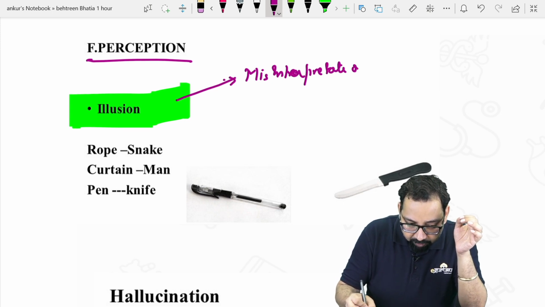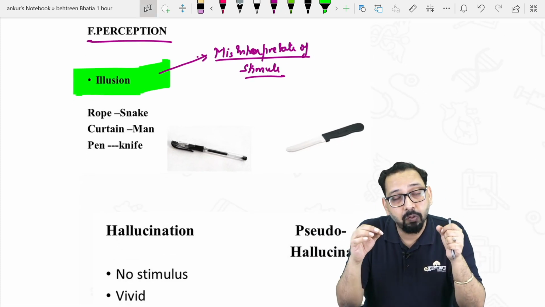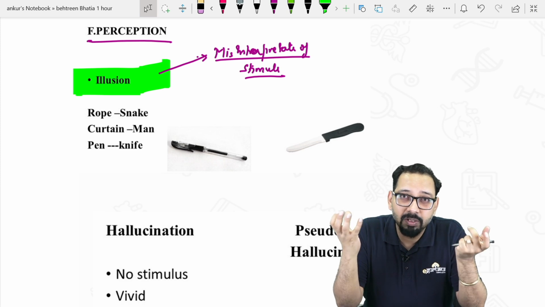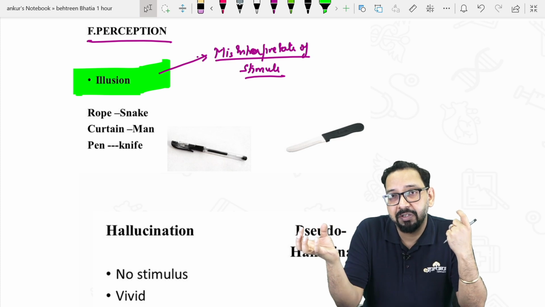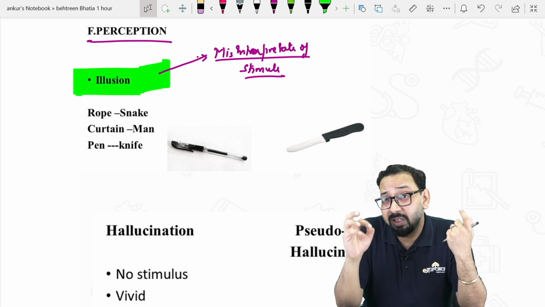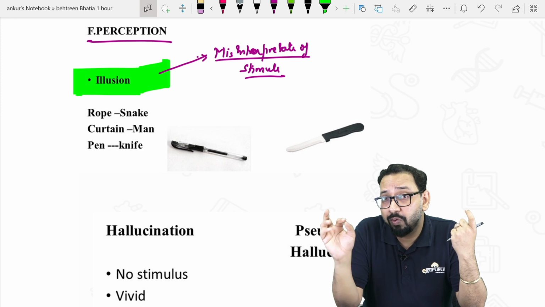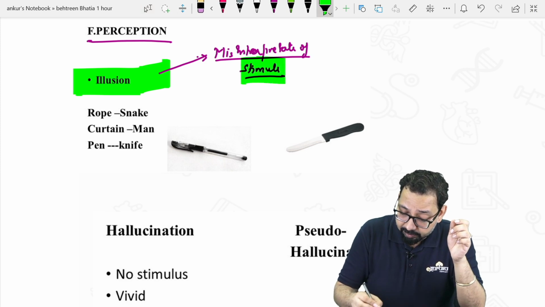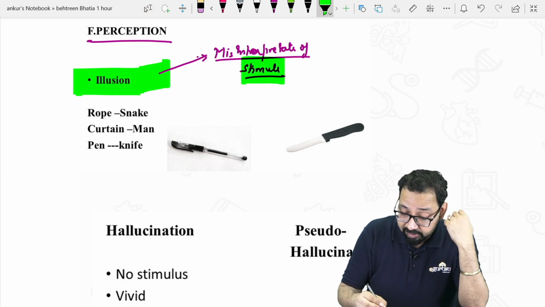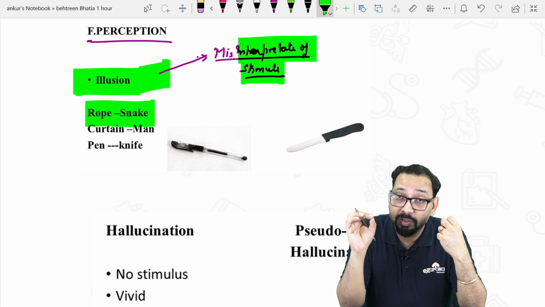Misinterpretation of stimuli means, let me give you an example on which questions are asked. A person is in a troubled state of mind. Suppose I am worried about something, tensed, going through a dark street. I saw a rope and considered this rope as a snake. Means the stimulus is present in the form of rope, and I misinterpreted it. So that is misinterpretation of stimulus, illusion.